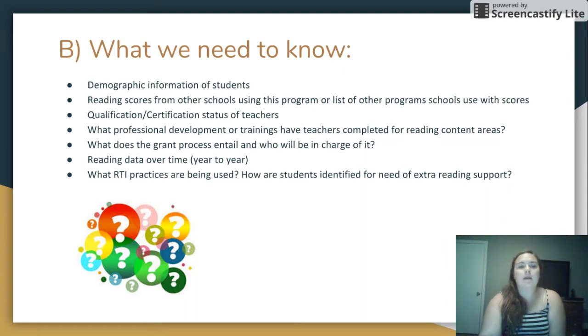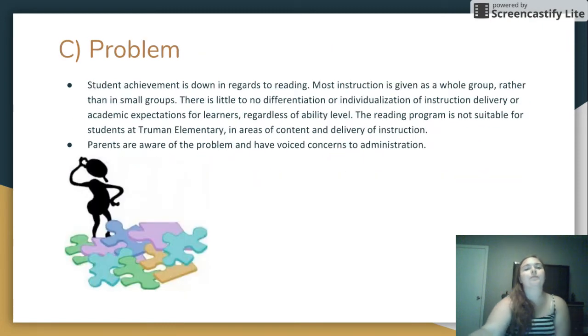It would be beneficial to see the reading data over time, tracking it from year to year, seeing if the skills learned in one grade are maintained or improved on through the next, or what that decrease is, and what RTI practices are being used. Is there RTI? How are students identified for the need of this extra reading support, and what progress monitoring would be used? The problem is that student achievement is down in regards to reading.